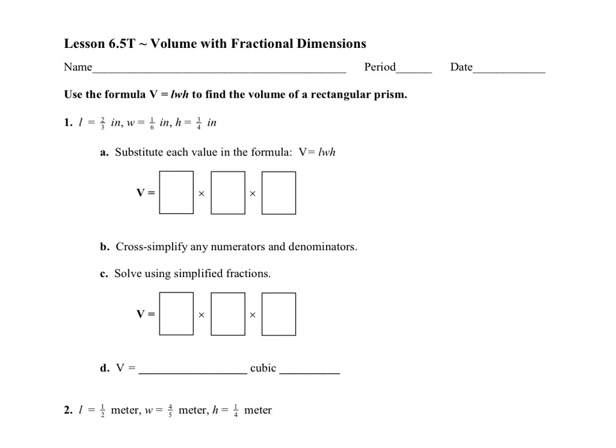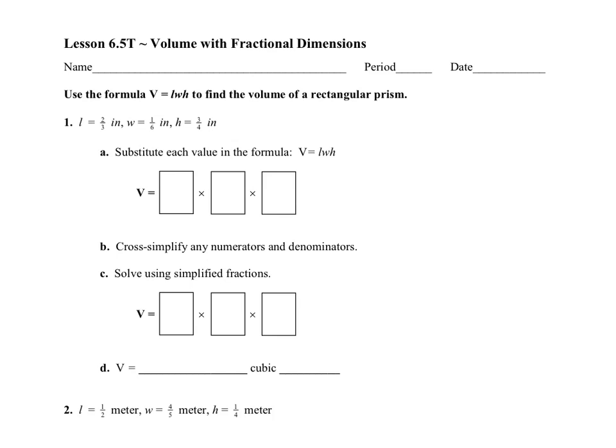In this lesson, or at the end of this lesson, I want you to be able to find the volume of a rectangular prism with fractional side lengths. Remember that the volume of an object is its capacity, or how much it holds on the inside. The volume of a rectangular prism is found using the formula volume equals the length times the width times the height.